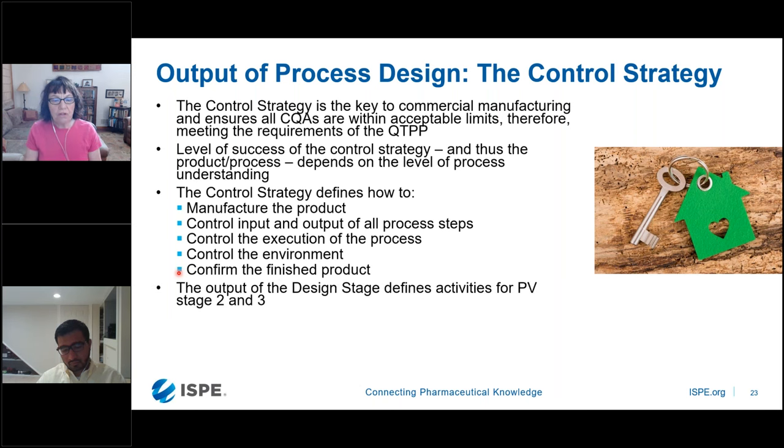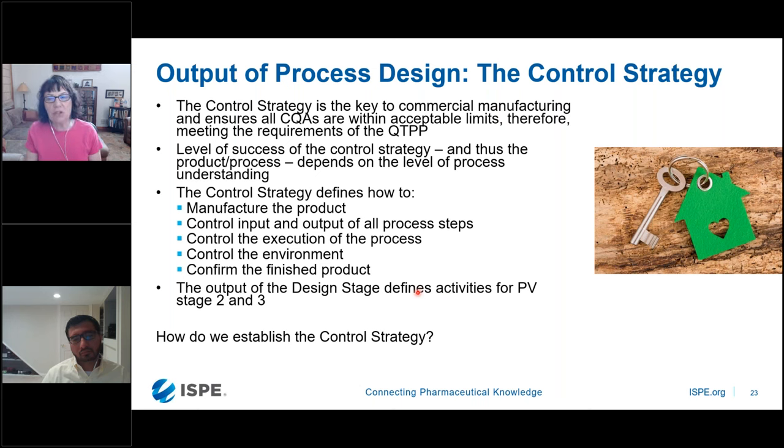The output of the design stage defines the activities for process validation stages 2 and 3. Once we have developed this control strategy, what we're doing in stage 2 really is confirming it. We're demonstrating in stage 2 that the control strategy that we have developed is indeed an appropriate one. So the question is, how do we establish the control strategy? What are the steps that we need to take to develop this control strategy?